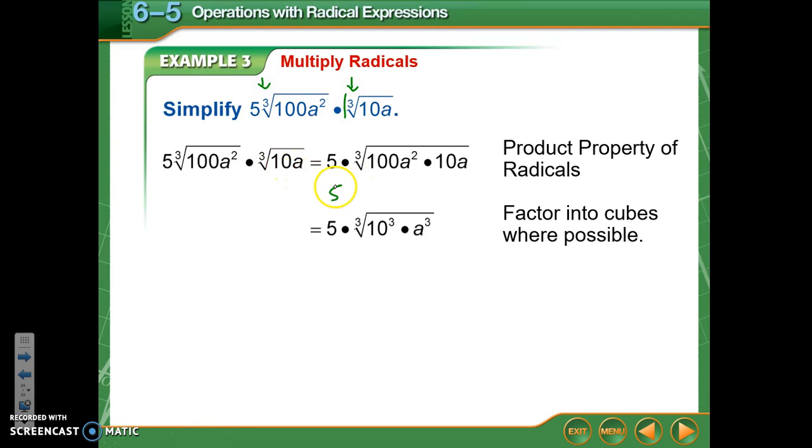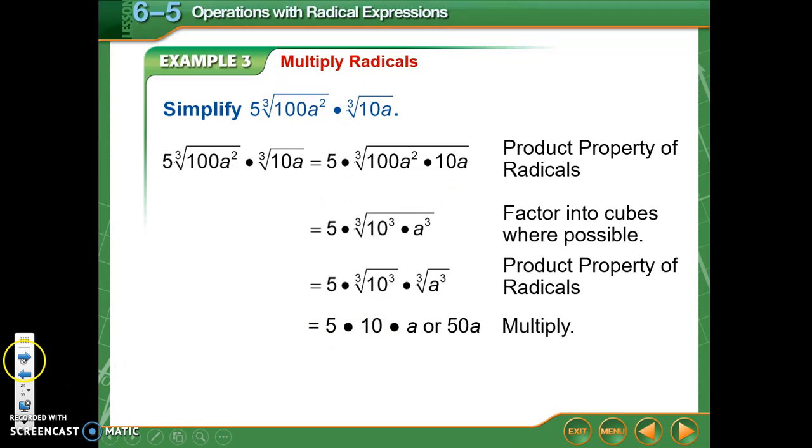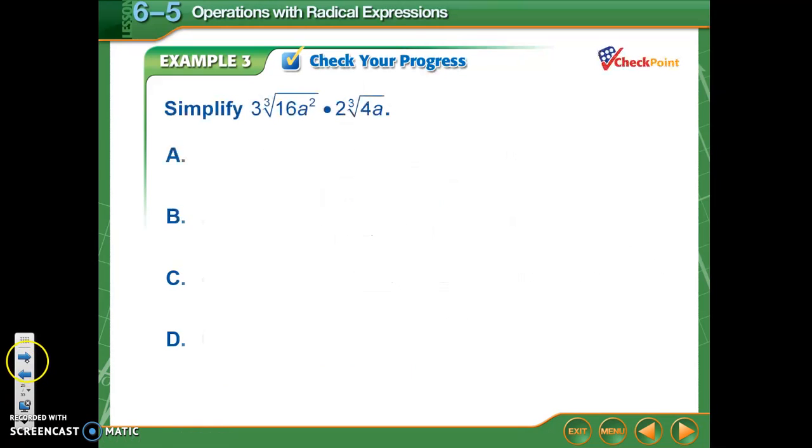If I were to write out what this would look like just as its full number, not factored, I would get 1000a cubed. But 1000 is 10 cubed, and a cubed is a cubed, obviously. So the cube root of 1000, or the cube root of 10 cubed, is 10. The cube root of a cubed is a, so I have 5 times 10 times a, which is 50a. All right, you guys try this one.